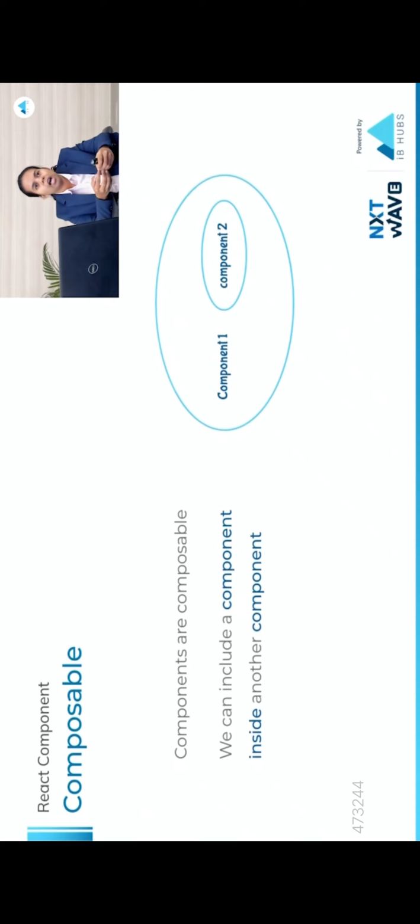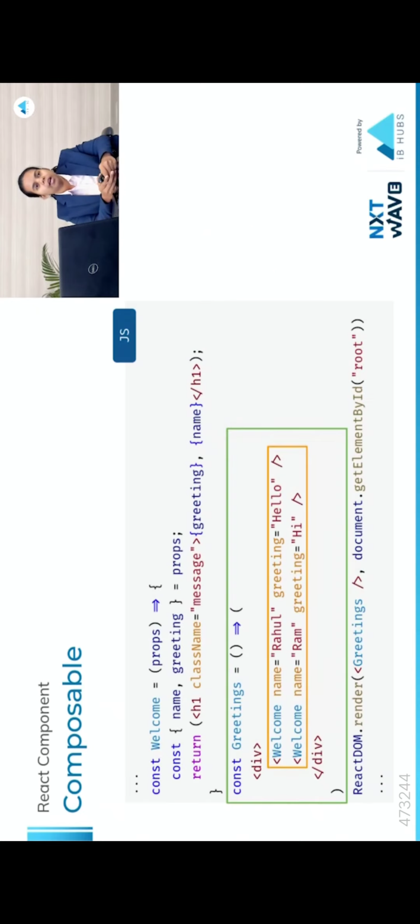Another important property when it comes to components is that they are composable. That is, in one component you can make use of another component. So within a component you can use another component, right? That is nothing but components being composable. Let's understand how. Here you can see we have a welcome component that we previously created. Now we have created another greetings component. In the greetings component, we are making use of the welcome component, right? So within the greetings component, we are using another component which is welcome. So that's the advantage here. Within a component we can make use of another component.